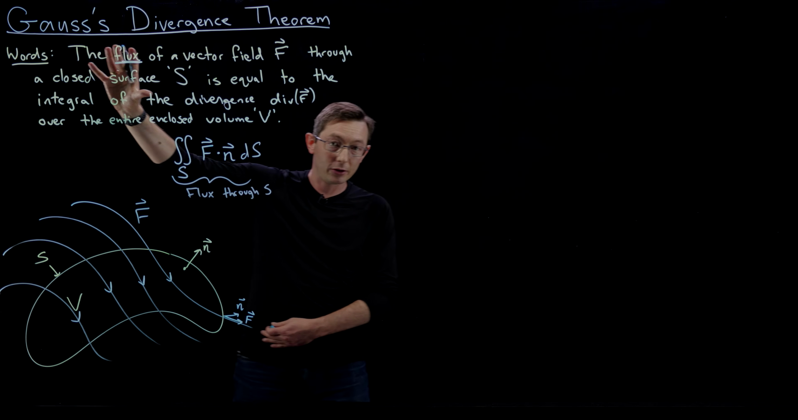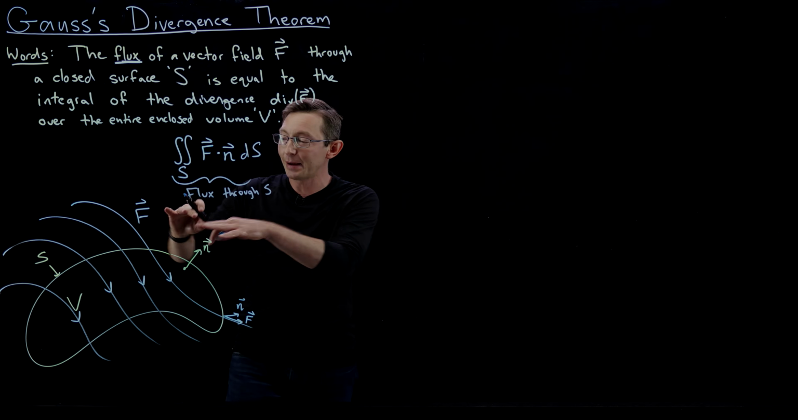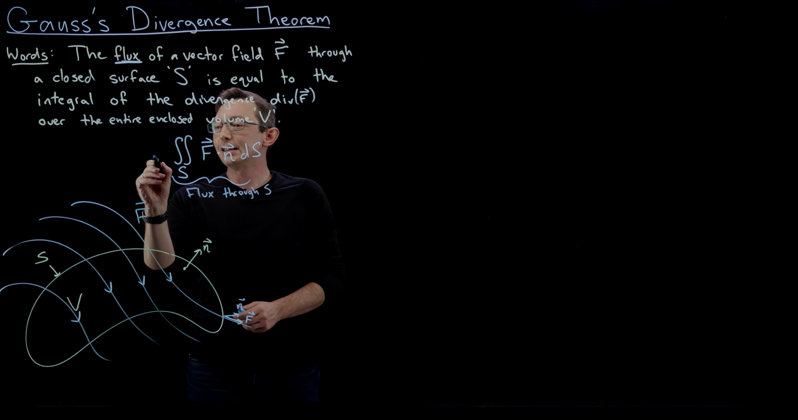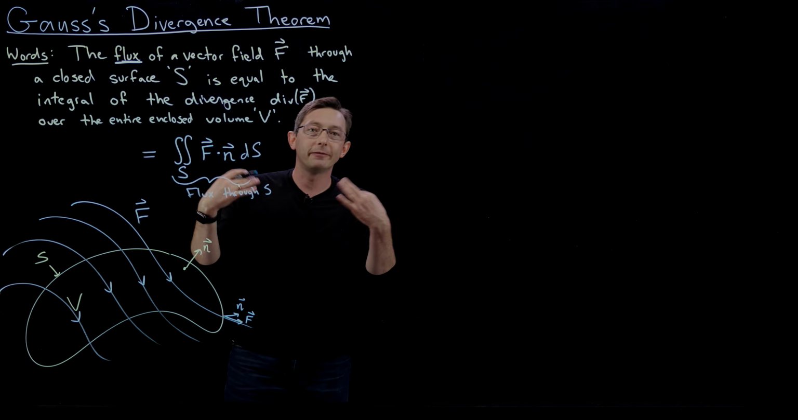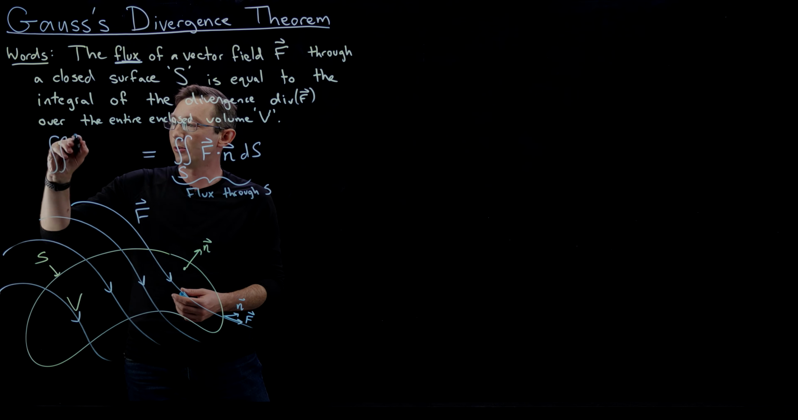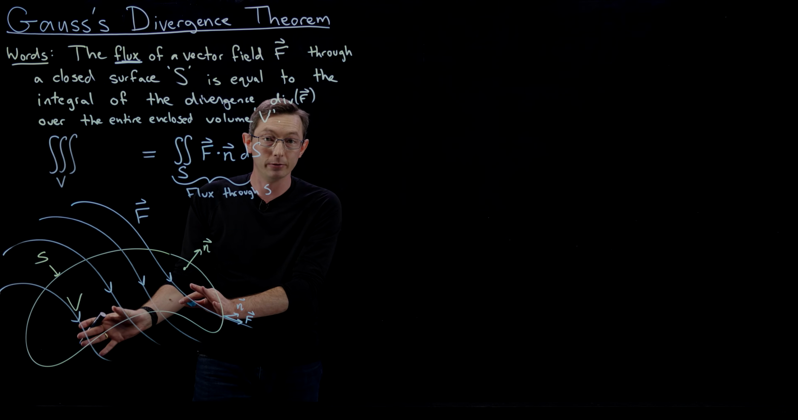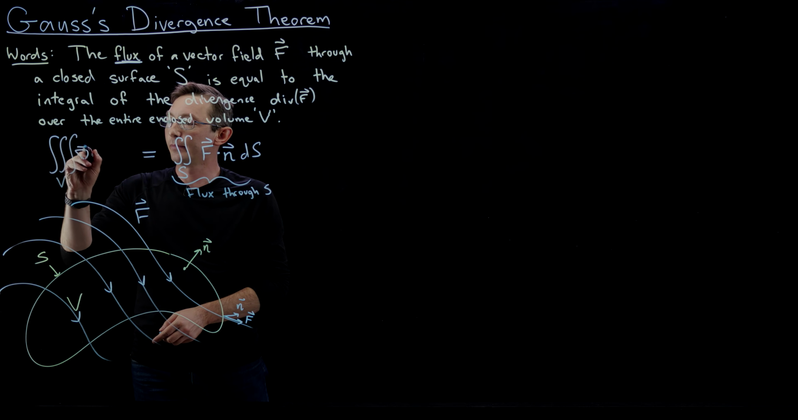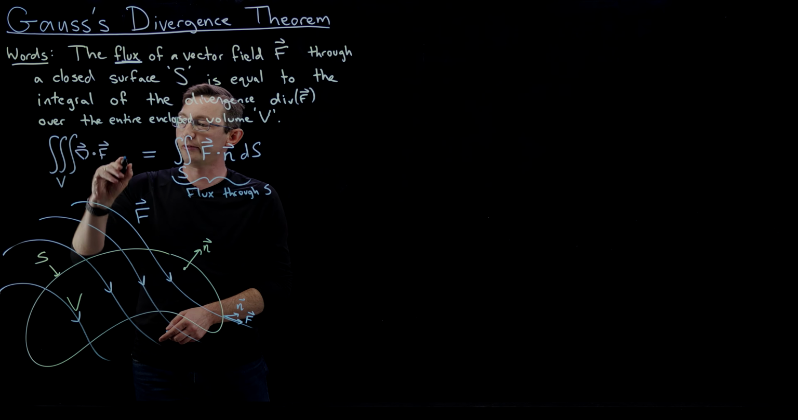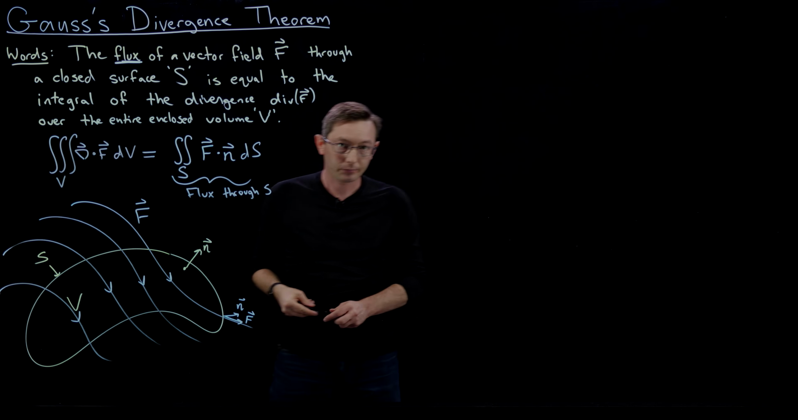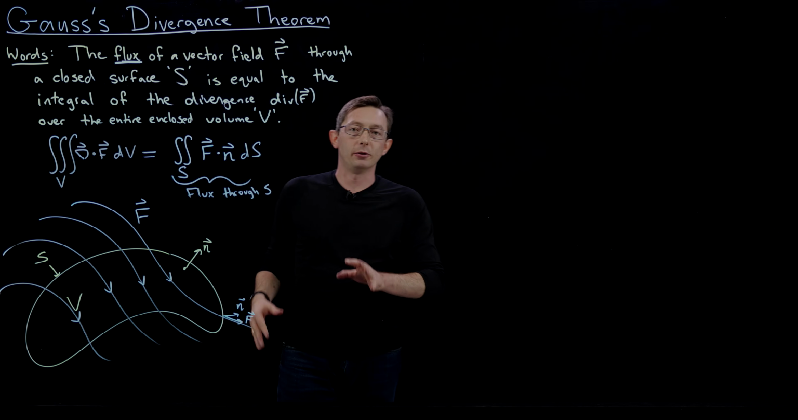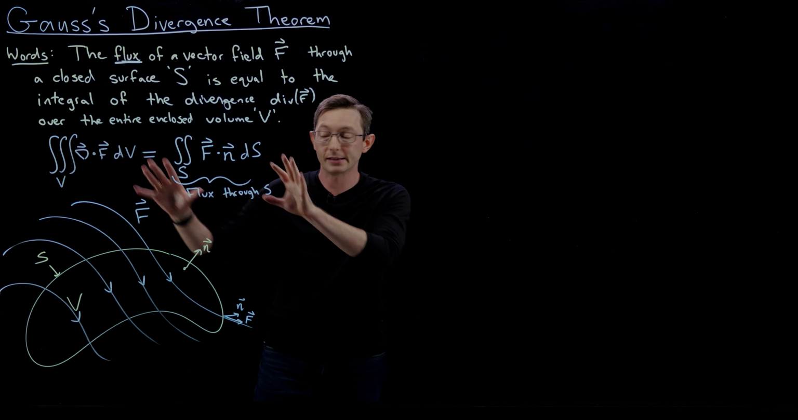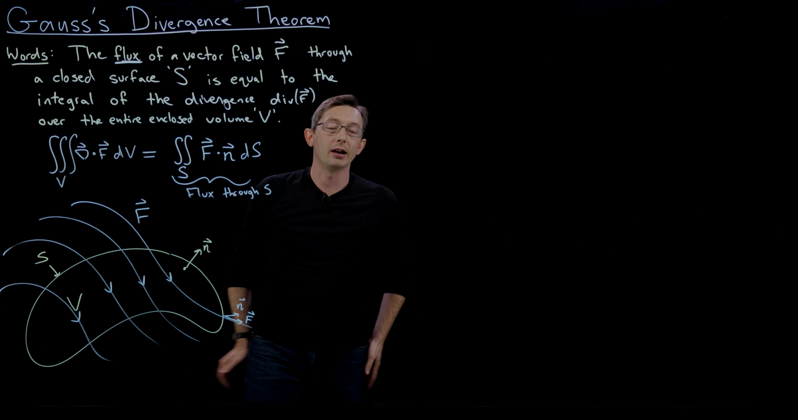And what Gauss's divergence theorem says is that this flux might actually be kind of a pain to compute. Maybe I don't want to do the surface integral. What this is equal to is a volume integral. So we'll do a triple volume integral over the entire volume of the divergence of f, div dot f dV. And this is extremely useful. So what this says is that these two quantities are completely equivalent ways of computing the flux through some volume.